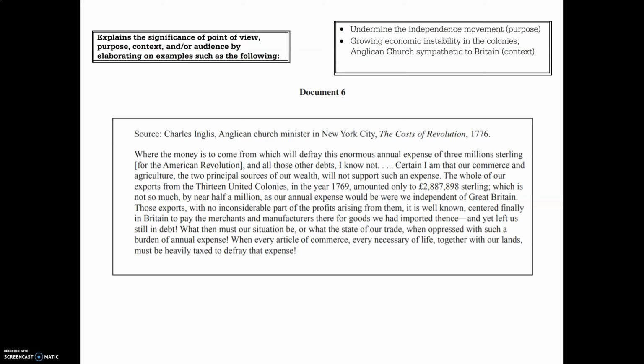What's the purpose? We're going to undermine the independence movement. Undermine means weaken, of course. Growing economic instability in the colonies would be your context. And as we talked about in the last video, you've got the Anglican Church, Church of England. That's what Anglican means. Sympathetic to Britain. That makes sense. That's the context.